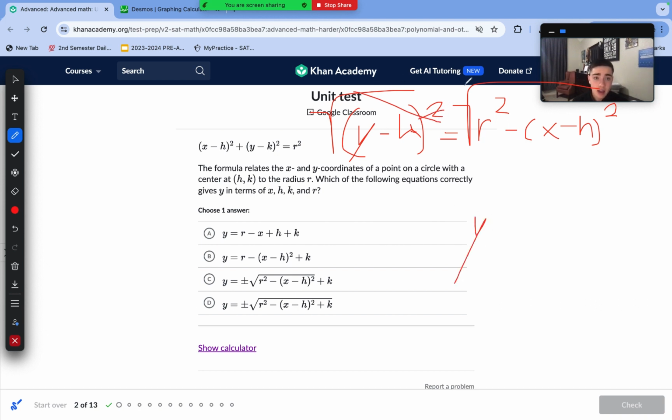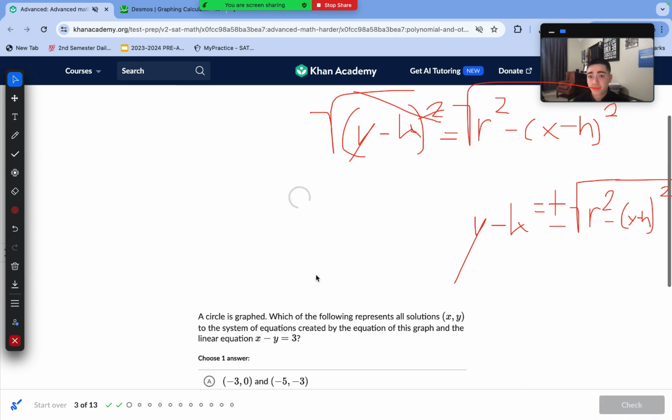Remember when we take the square root of a variable, we have plus or minus solutions. So we have y minus k equals plus or minus the square root of r squared minus parentheses x minus h squared. And now to isolate the y, we're going to add k onto this. You might see that this only matches answer choice C because that k is going to be outside of that radical sign. So answer choice C is correct with this one.